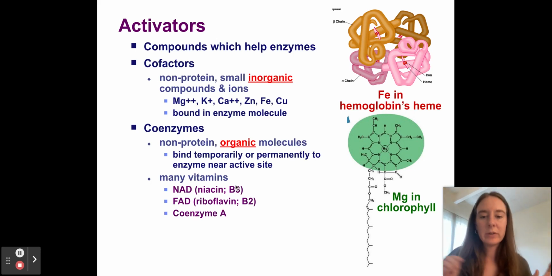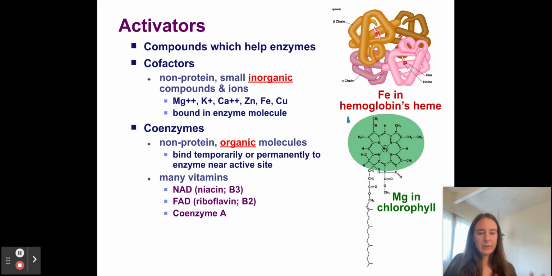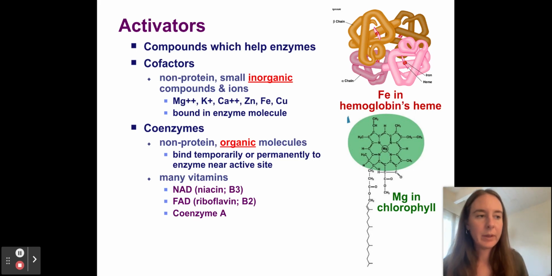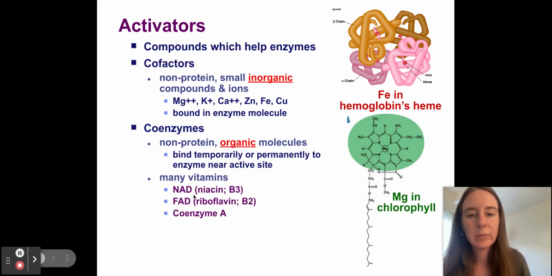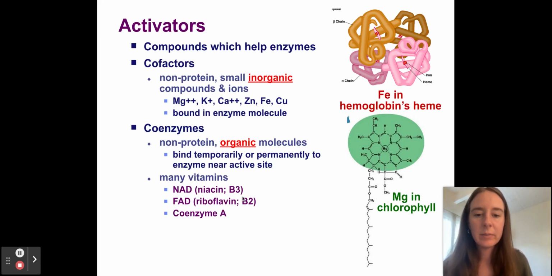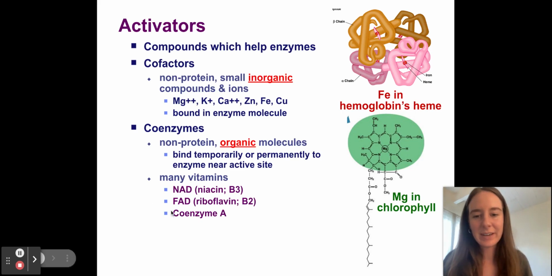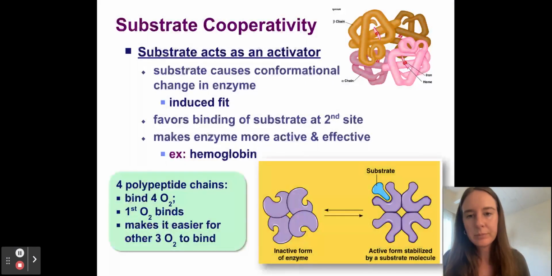And notice here that vitamins are actually examples of coenzymes. So think about when you take vitamins, you're not taking vitamins because they're giving you energy. That's not the purpose of a vitamin. Vitamins actually help bind to enzymes and help them be in their correct shape in order to help the enzyme function properly. So niacin or B3, riboflavin or B2, or coenzyme A. If you go to the grocery store and look in the vitamin section, you're going to find these guys. They're organic molecules that literally help turn enzymes on.